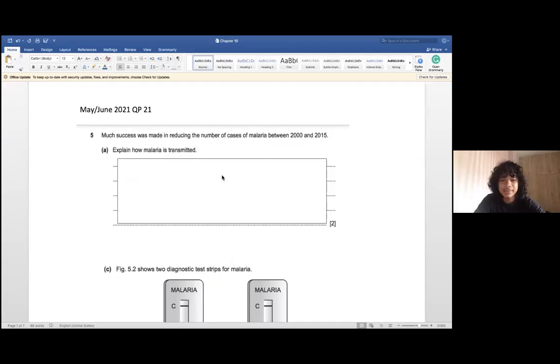That many, but I hope it covers everything in the whole chapter. So the first question is from May, June 2021. The question states, much success was made in reducing the number of cases of malaria between 2000 and 2015. The question asks to explain how malaria is transmitted. So the question is worth 2 marks over here.